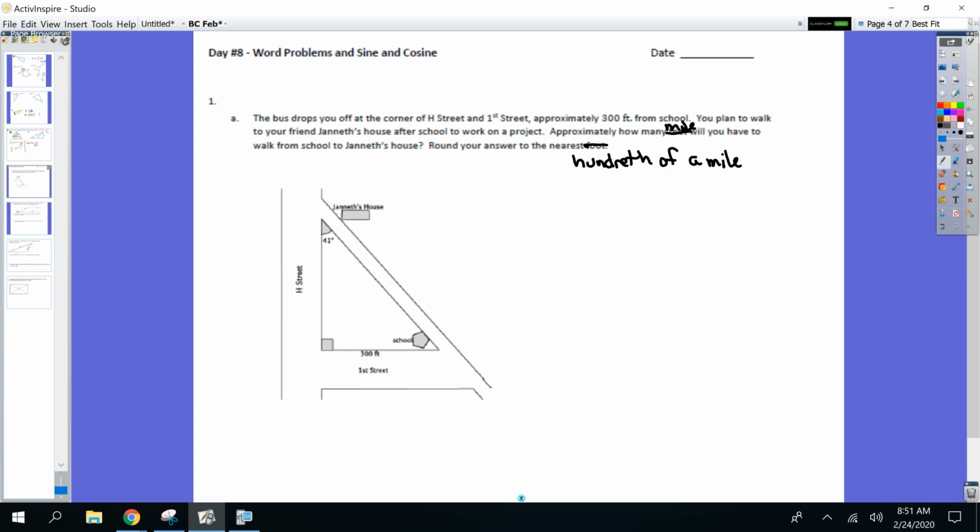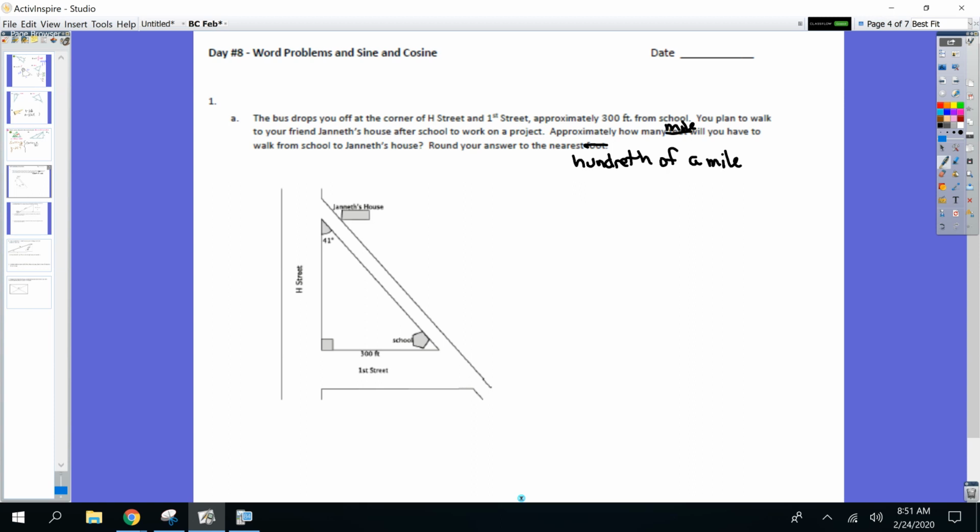I have the older version of this problem. It used to be Janet's house, but Big Al came in and bought it. All right, because he's a boss, so he bought Janet's house, so now it's Big Al's house. Bottom line, how far is it from the school to Big Al's? How far are we going to walk here?